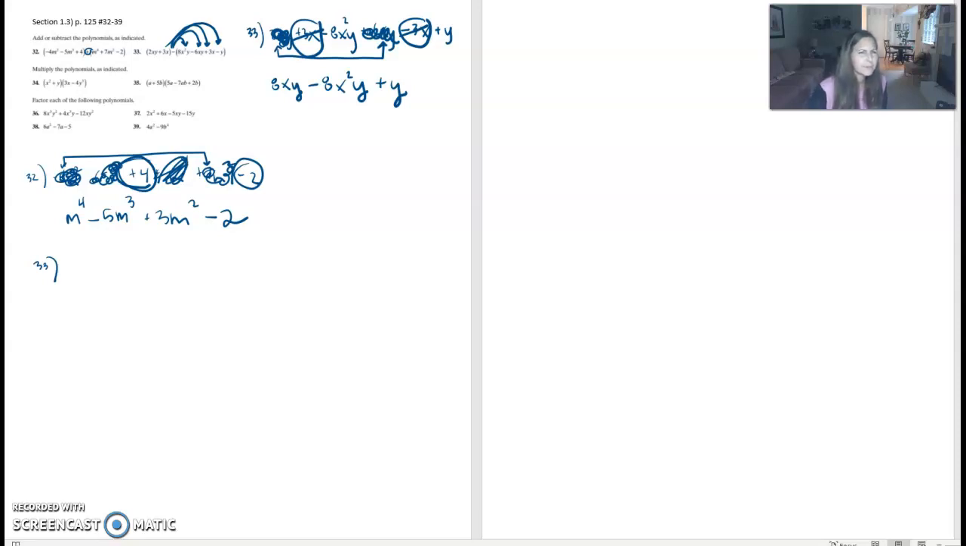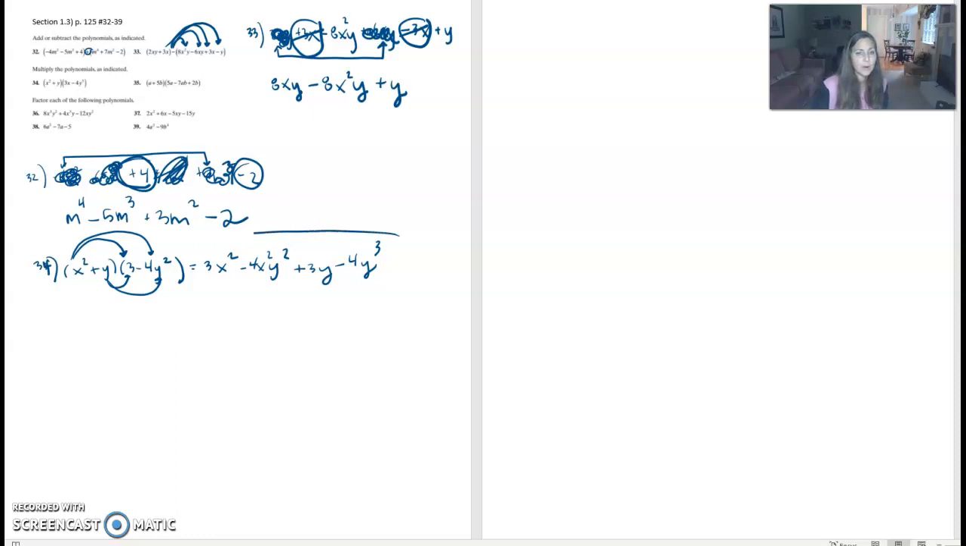Number 35. Number 34, sorry, let's make this number 34. This is a FOIL problem, x squared plus y, and 3x minus 4y squared. I hope that's a 2, but again, my eyes are bad. I'm going to FOIL this one without the box. So x squared times 3x is 3x cubed. The outer would give me negative 4x squared y squared. The inner would give me positive 3xy, plus 3xy. And the last would give me negative 4y cubed. And there's nothing you can combine there.